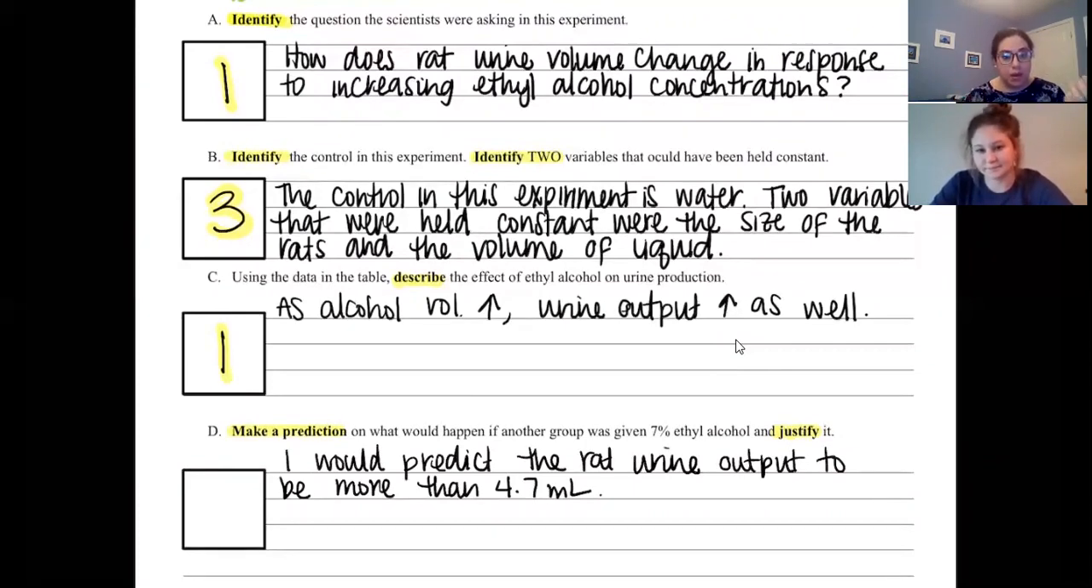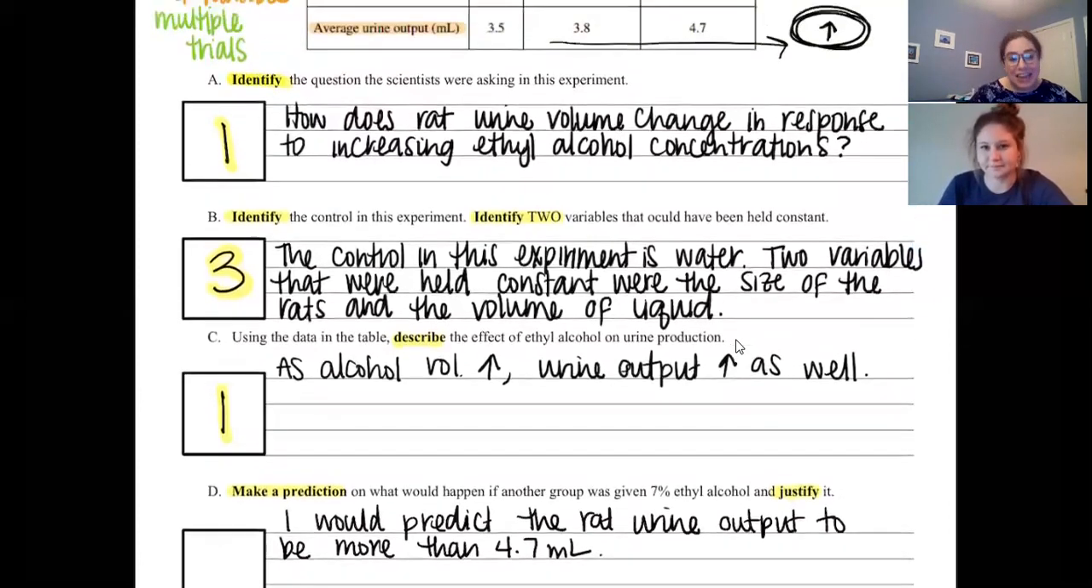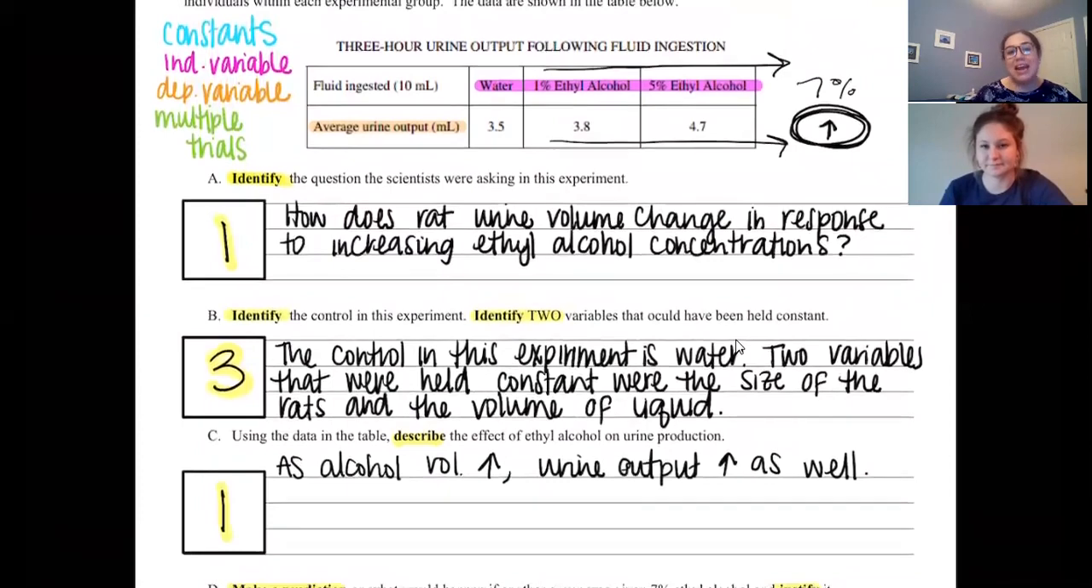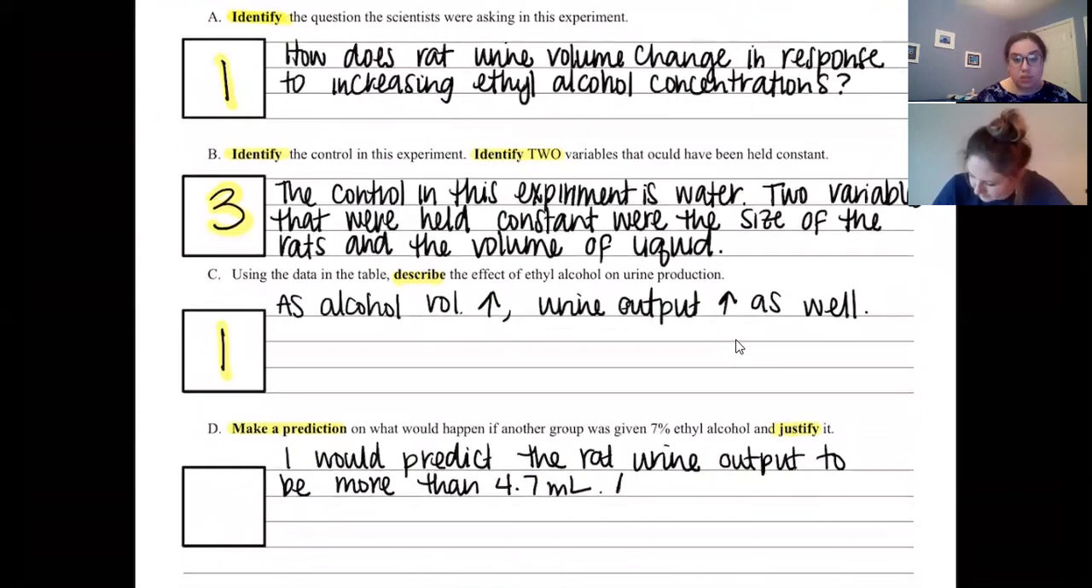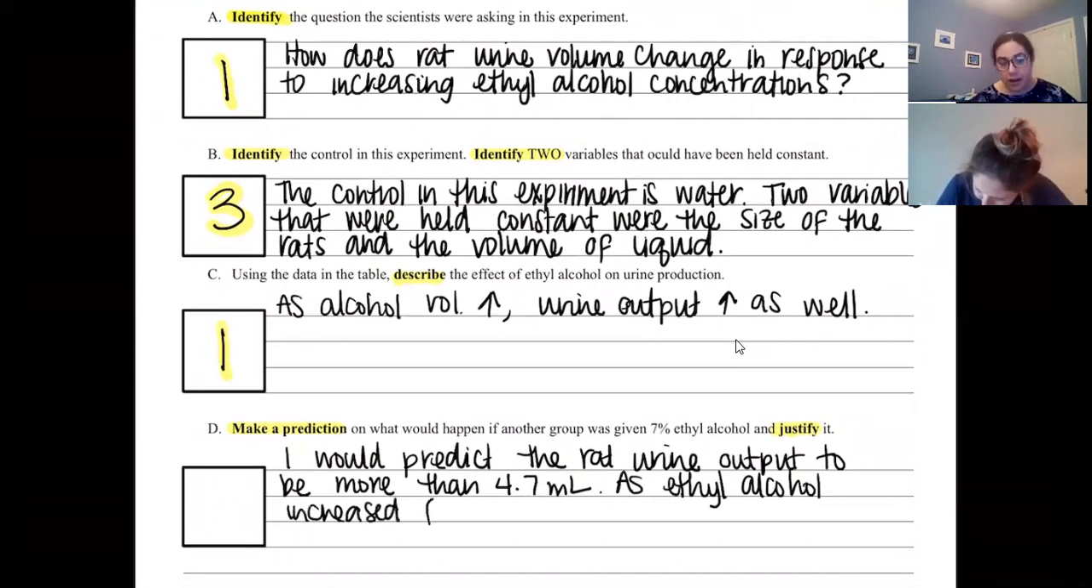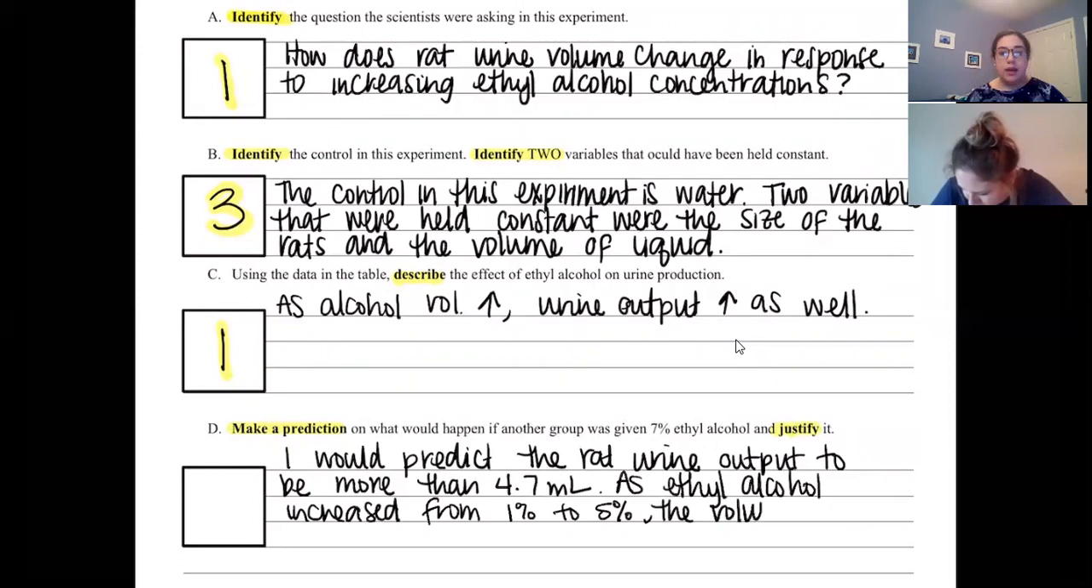That's your prediction. Now, how do you justify it? You go back and you talk about the data again. So you would say, as the ethyl alcohol increased from 1% to 5%, the amount of volume of urine increased as well from 3.8 to 4.7. Therefore, I would expect this trend to continue, or I would expect the relationship to stay the same.